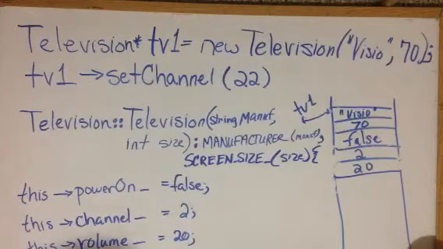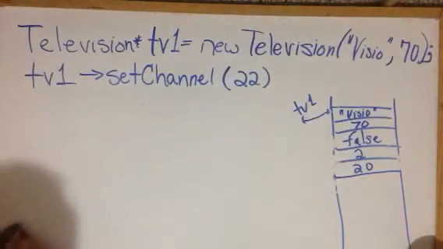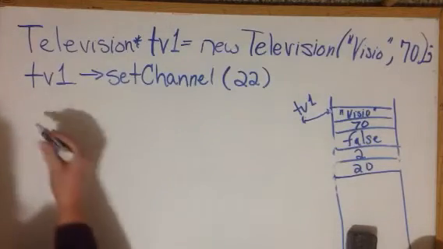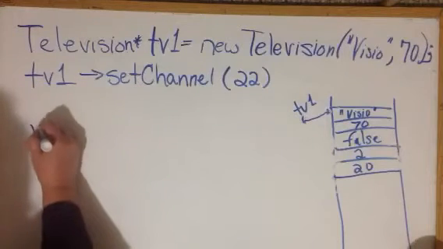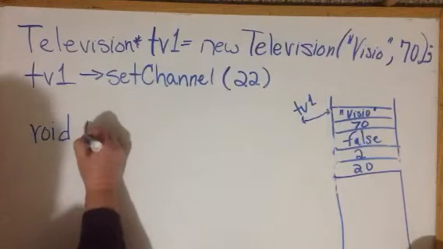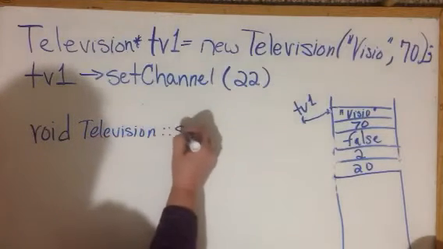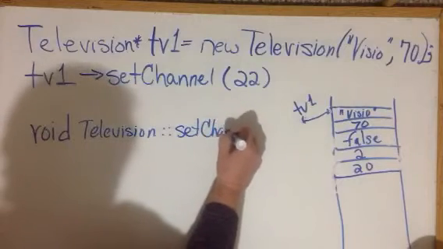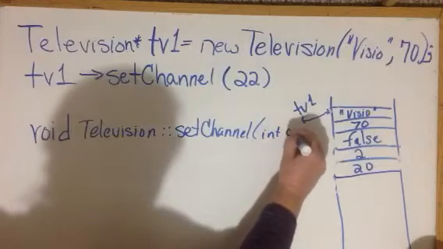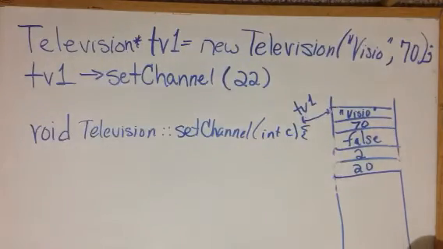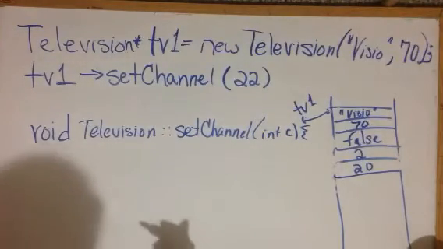Okay, let's look at set channel. Set channel is scoped, and it's not a constructor, so it has to return a value. So let's return void. And we have our television, and we're going to define our set channel. Set channel takes one parameter, that's an int. I prefer if you write out channel, but I don't have a lot of room on my whiteboard.